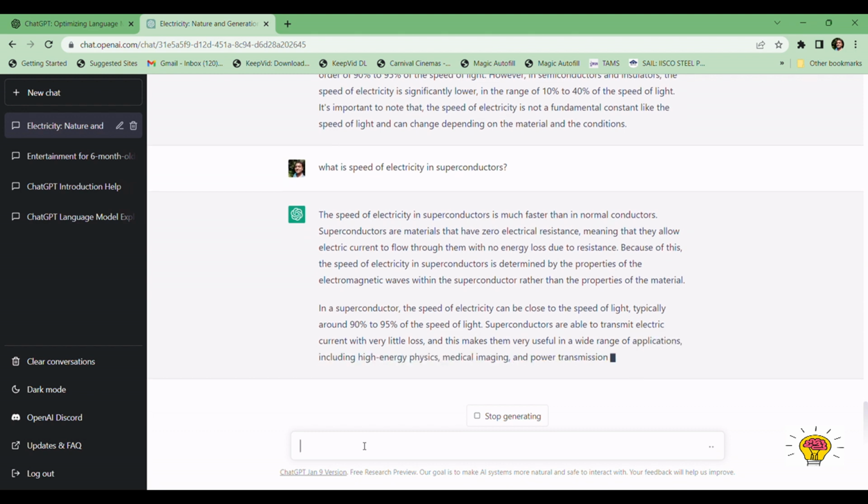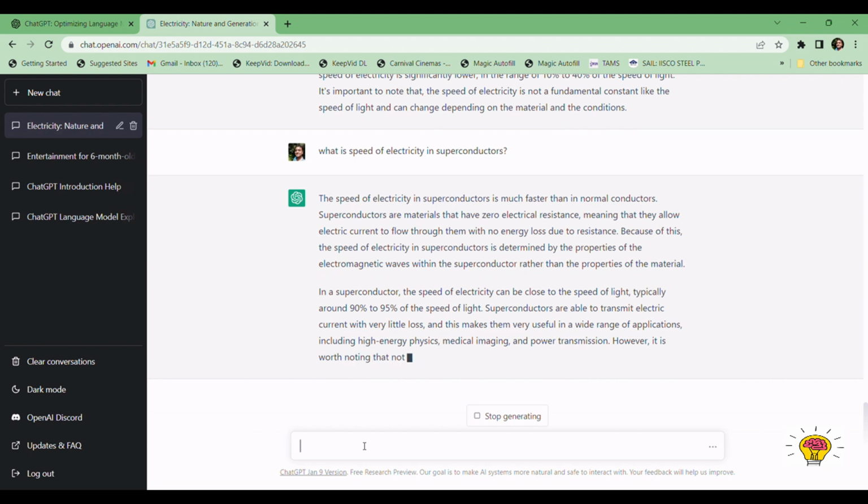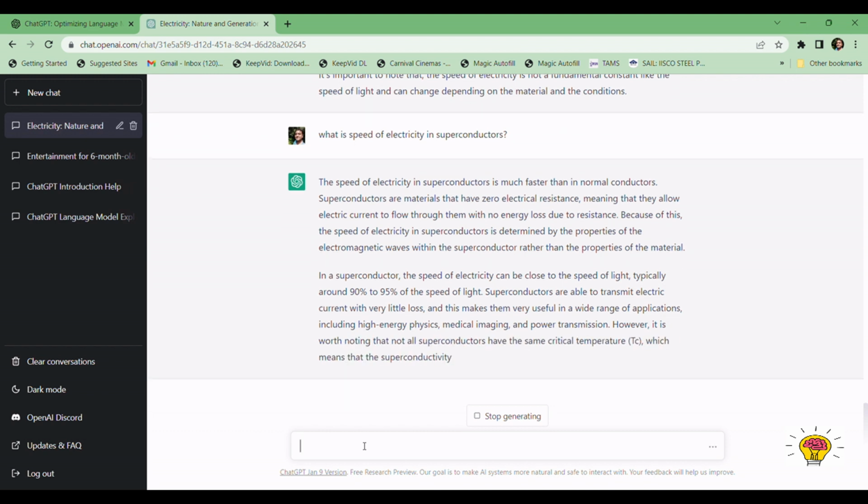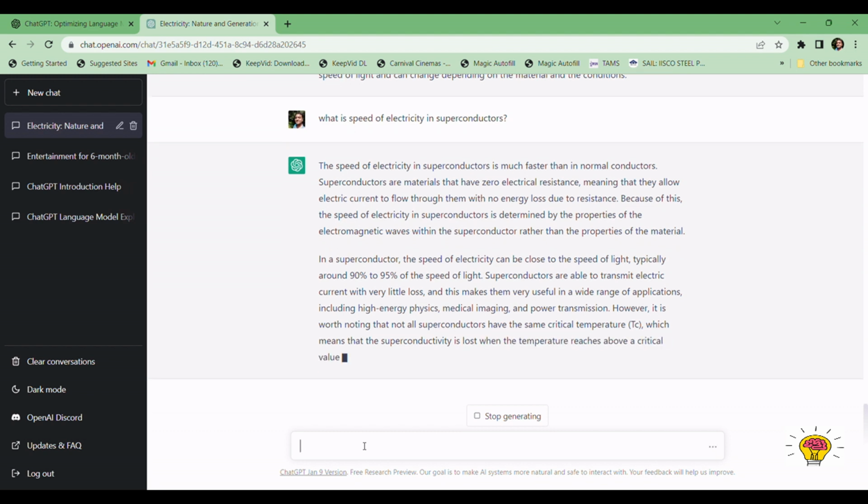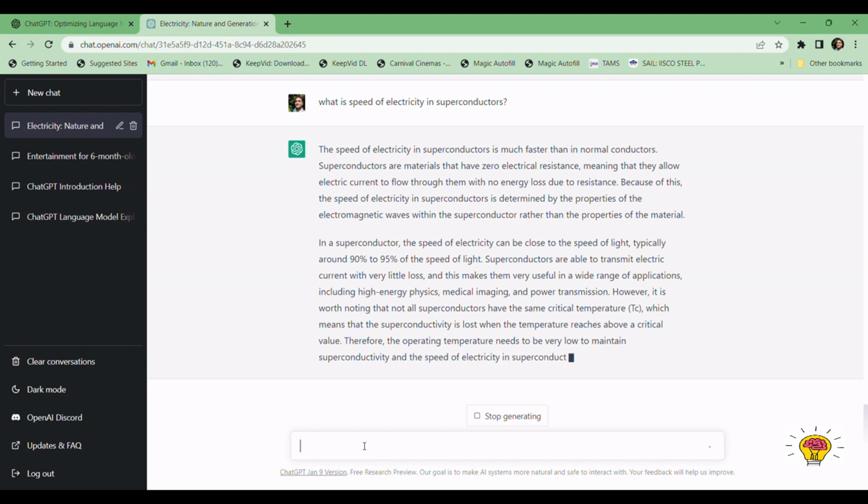Superconductors are able to transmit electrical current with very little loss, and this makes them very useful in a wide range of applications, including high energy physics. However, it is worth noting that not all superconductors have the same critical temperature, which means that superconductivity is lost when the temperature is above the critical value.